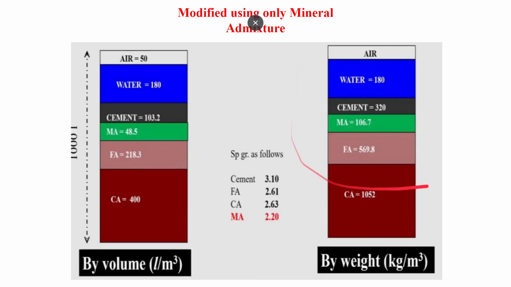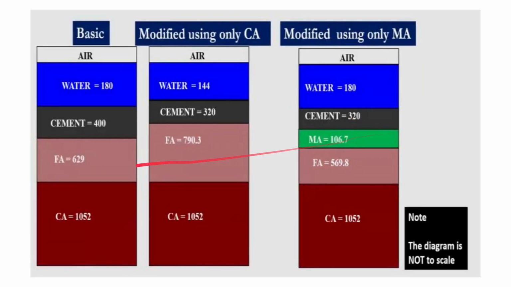Okay, so which is equal to 0.45. So the water cement ratio is maintained. That is the benefit of using mineral admixture. So if we compare all the three, we will see this as the sketch.